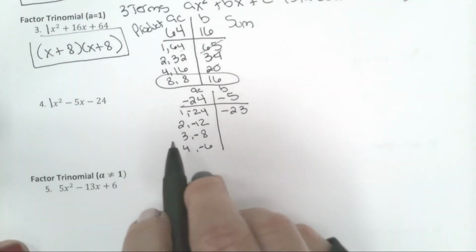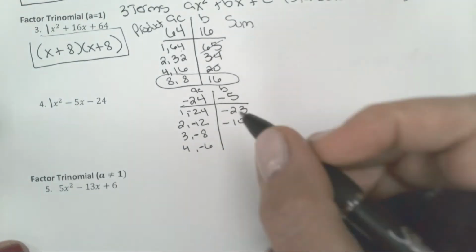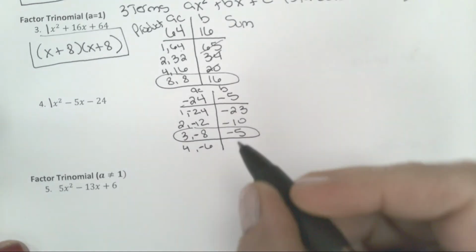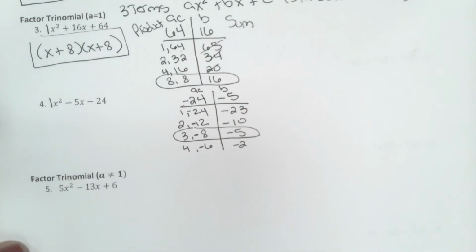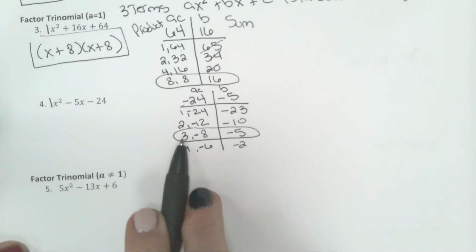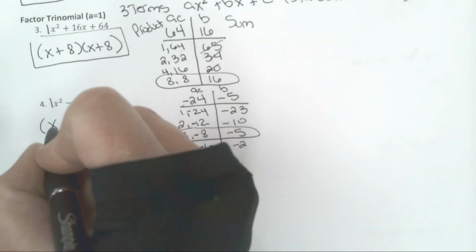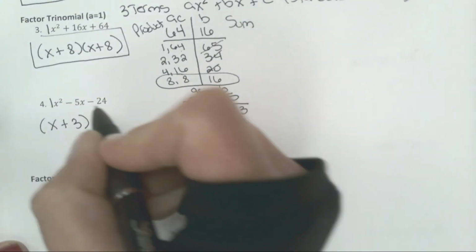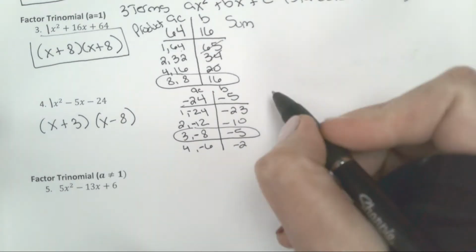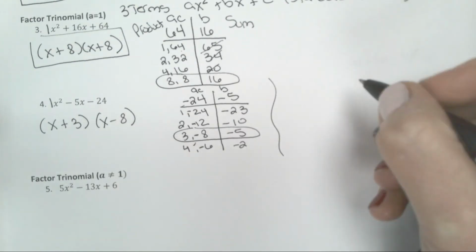That's not my winner. 2 plus negative 12 is negative 10. Nope. 3 plus negative 8 is negative 5. Yes, that's my winner. And then that last one adds up to negative 2. All right, so these numbers right here, those are my factors. So this factors as x plus 3 and x minus 8.